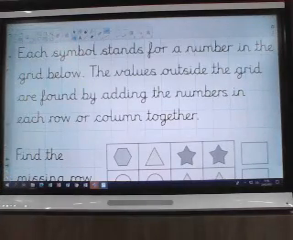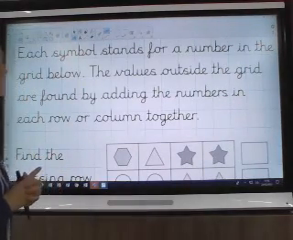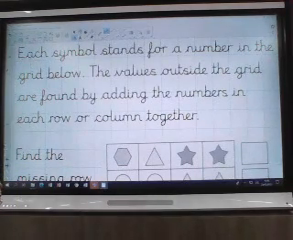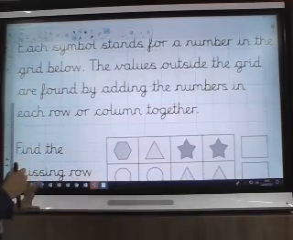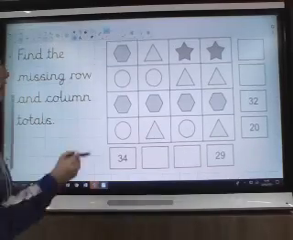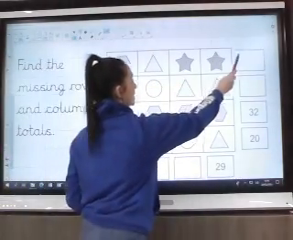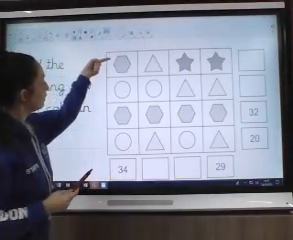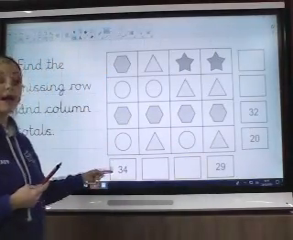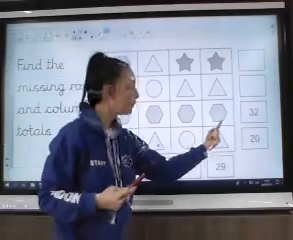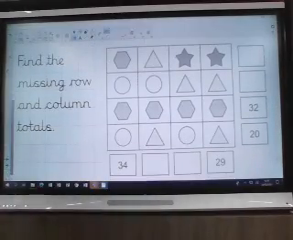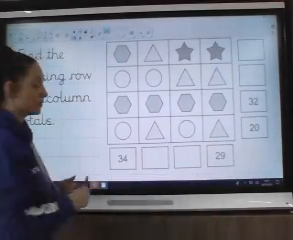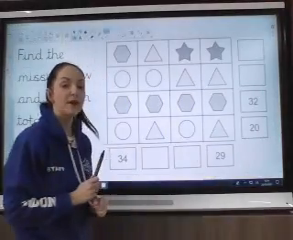Question 3 then says each symbol stands for a number in the grid below. The values outside the grid are found by adding the numbers in each row or column together. Okay, so for example then, this one add this one add this one add this one is going to equal that. Okay, so all of this column added up equals that. Okay, and all of that row equals that. Okay. So we have got to find the missing row and column total. So these empty boxes here have got to be filled in.